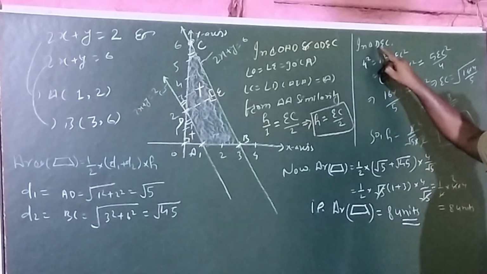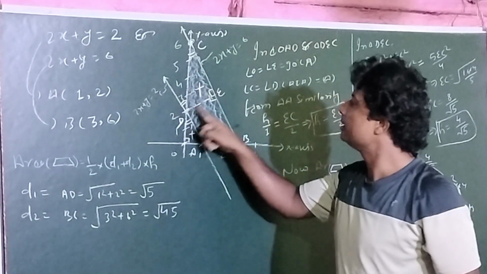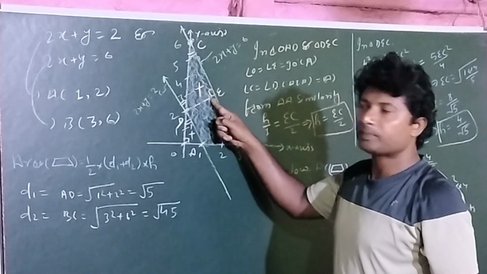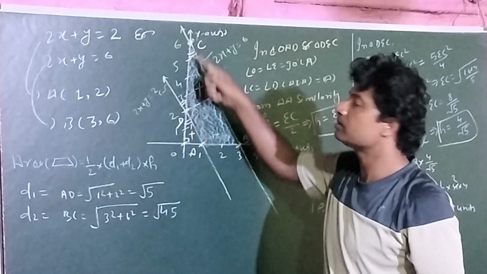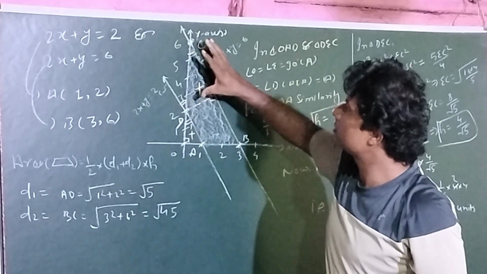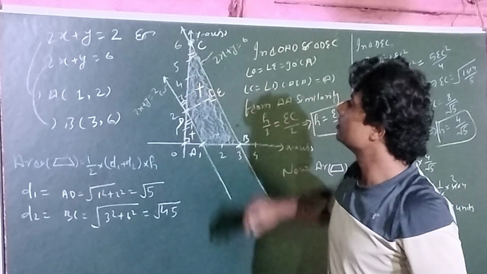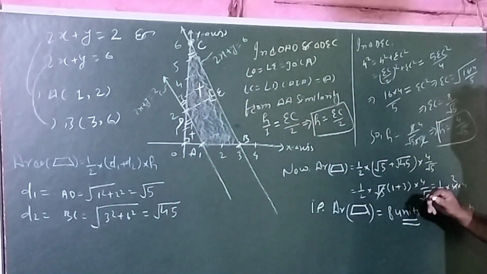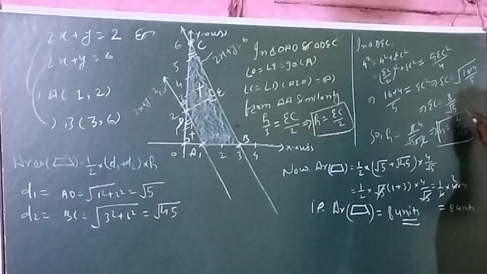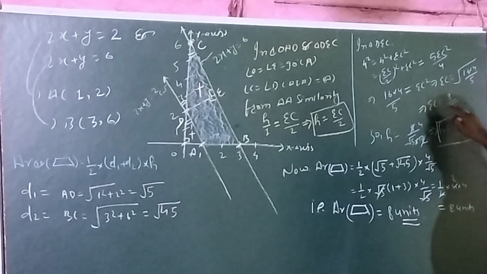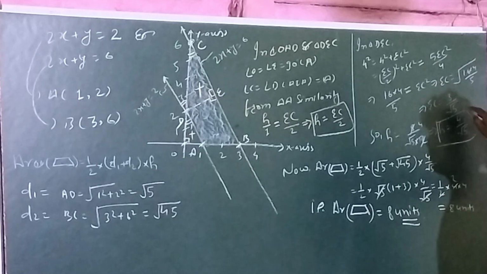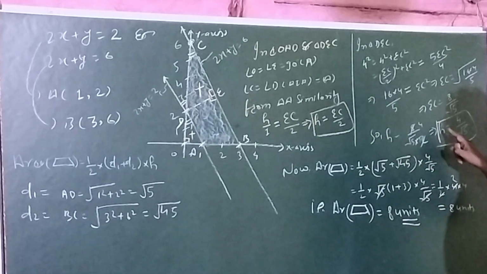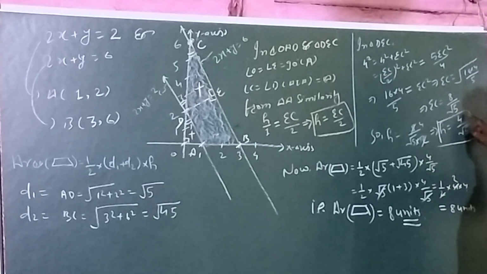Now in triangle DEC, this one is perpendicular and this one is 90 degrees, so this becomes the hypotenuse. The length of this section is 4. So 4 square is equal to the square of this plus the square of this. In this way, we find EC equal to 8 over root under 5. And from here, h equals half of EC, so h becomes 4 by root under 5.